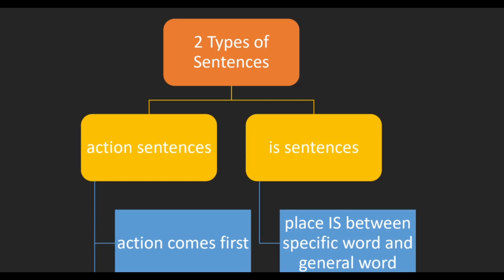Time for a recap. So we looked at our two types of sentences in Arabic. We looked at action sentences first and then is sentences. And then we talked about how to recognize our parts in each. So in action sentences, let's go part by part and you'll tell me how to recognize each part.